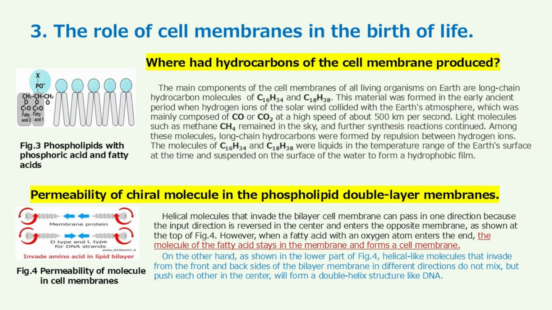Permeability of chiral molecules in the phospholipid double-layer membranes. Helical molecules that invade the bilayer cell membrane can pass in one direction because the input direction is reversed in the center and enters the opposite membrane, as shown at the top of Fig. 4. However, when a fatty acid with an oxygen atom enters the end, the molecule of the fatty acid stays in the membrane and forms a cell membrane.